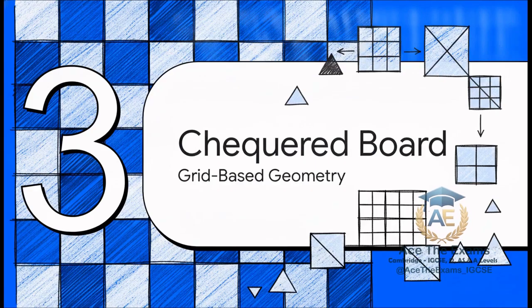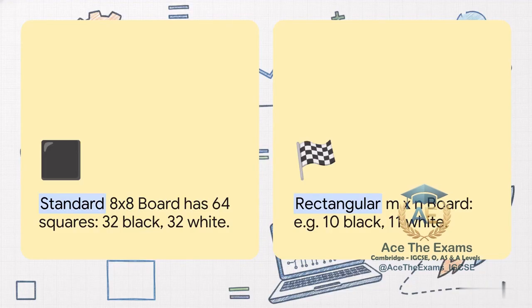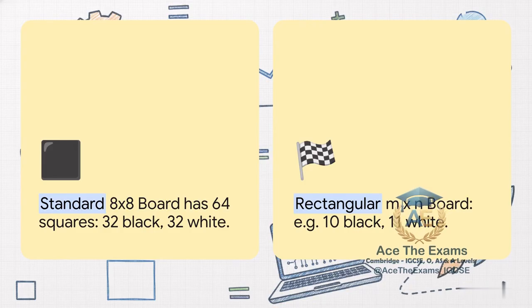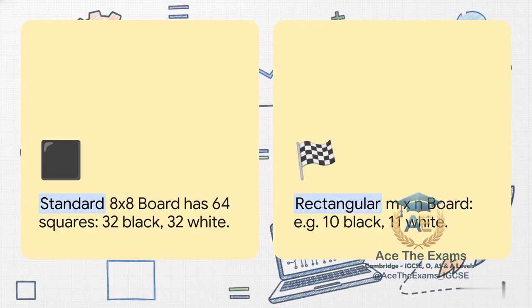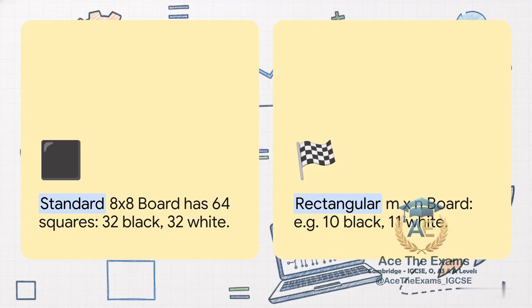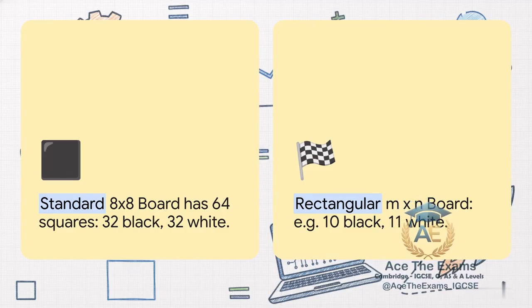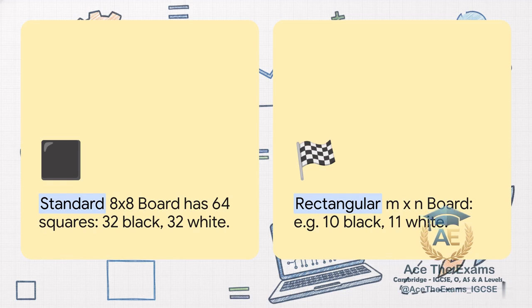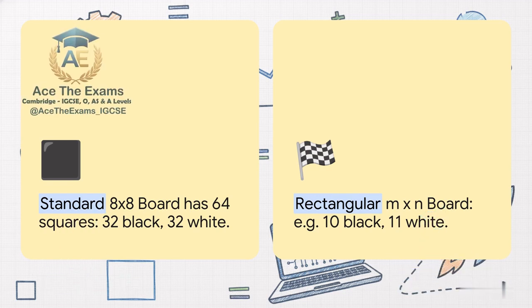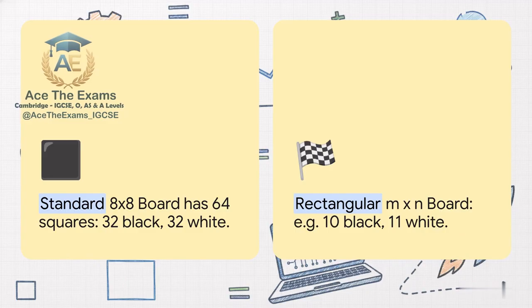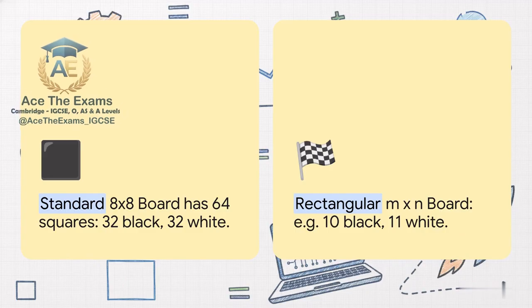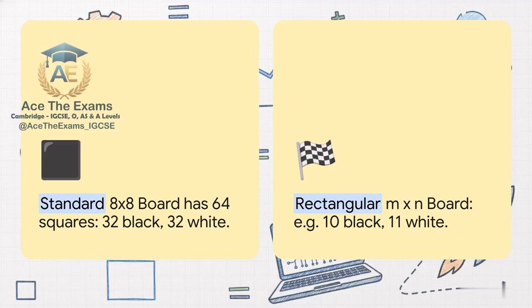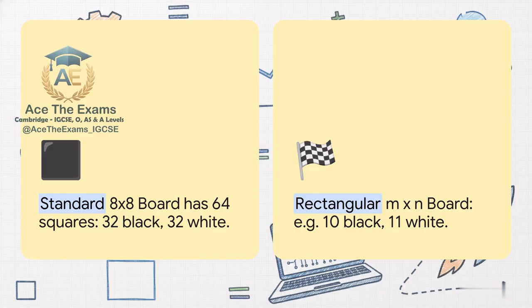Moving right along to part 3, the checkered board puzzle. So, let's shift our thinking from triangular layers over to grid-based geometry. Picture a standard chessboard. It's an 8x8 grid, right? That's 64 total squares, and it's perfectly symmetrical with 32 black and 32 white squares. But what happens when we start looking at rectangular boards? Let's say a board with 21 total squares. Suddenly, we've got 10 black squares and 11 white squares.